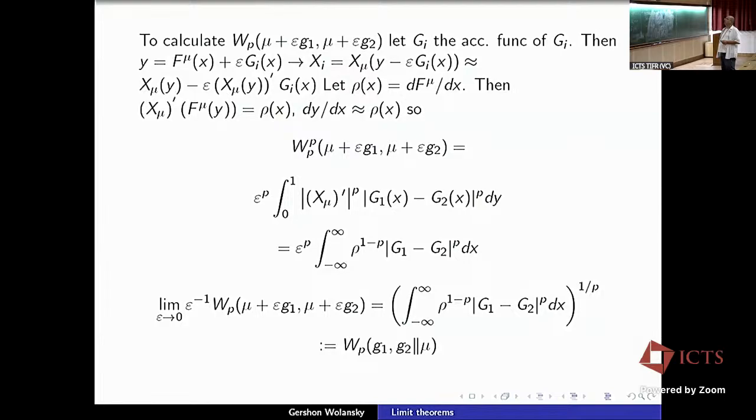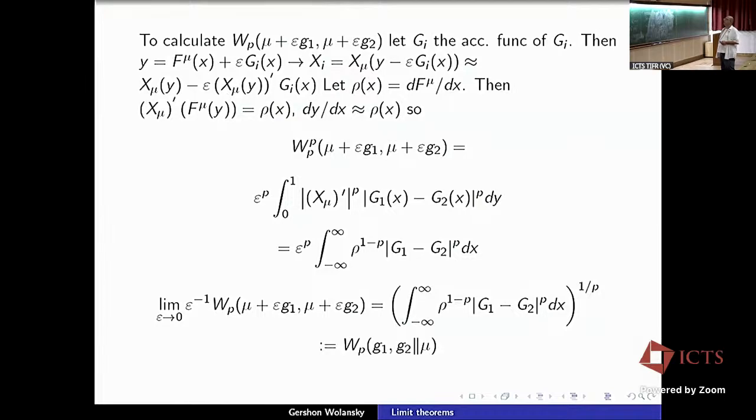So let G_i be the accumulation function of this small g, and F is the accumulation function for mu. And then the accumulation function for mu plus epsilon g will be F plus epsilon G_i.